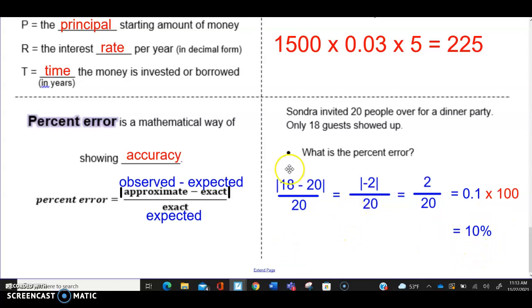10% error. You can use this video to help you with the independent practice.